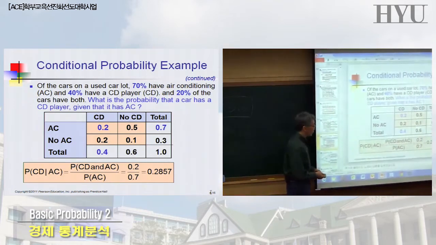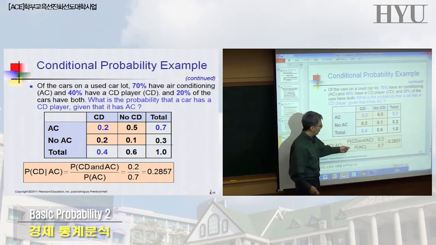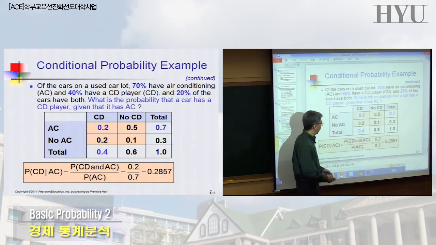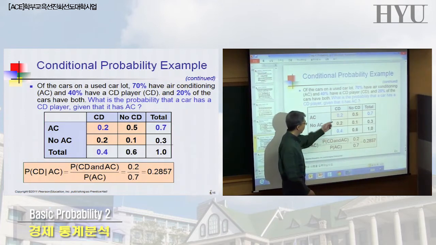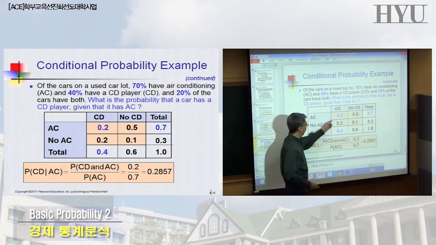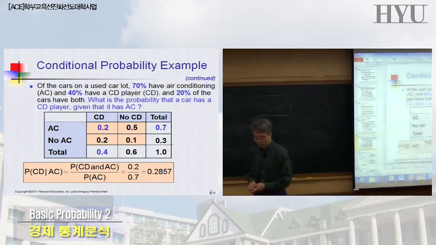Well, according to the rule, or formula, conditional probability is joint probability divided by marginal probability. Again, marginal probability is for the condition, right? According to this table, joint probability is 0.2. Marginal probability of AC is 0.7, right? So 0.2 divided by 0.7, you can calculate it: 0.2857. That's the idea of conditional probability.